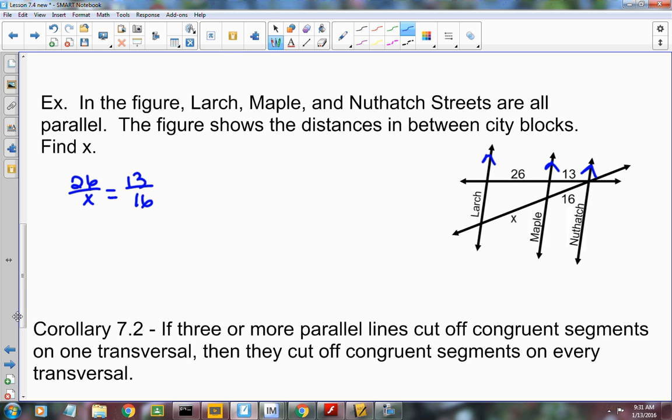Okay. So if we cross multiply there, we get 26 times 16. That's 416 equals 13x, divided by 13 is going to be 32. Is that right? And really, this one's not so bad because you can see this is a 2-to-1 ratio, right? So this would need to be a 2-to-1 ratio also. And since this is 16, that's going to be 32. So some of them are easy to see. Depends on what numbers they give you.